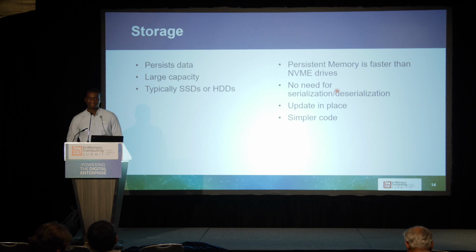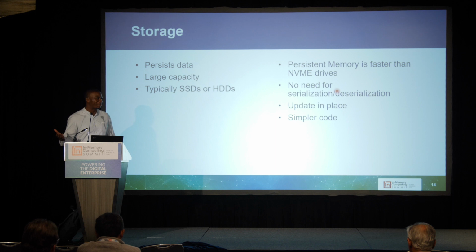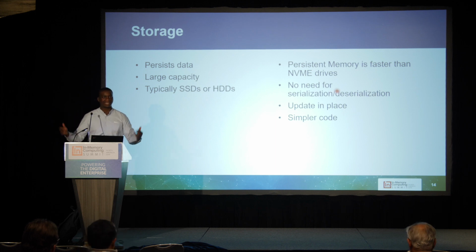Any other questions? All right. So let's talk about storage. Typically, you use storage to persist data. Again, it's typically on SSDs or large capacity spinning drives, although I don't know if anybody still uses spinning drives. So the benefit you would get from moving your data from disk to persistent memory, the obvious one, is that persistent memory is a lot faster than even the fastest NVMe drives, for example, right?